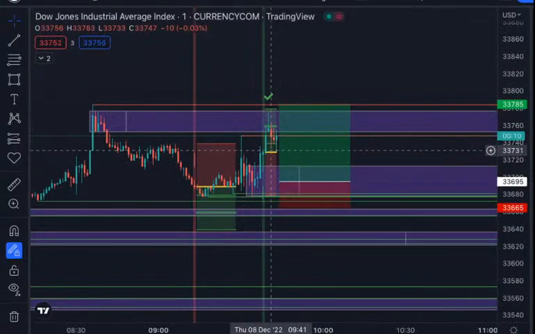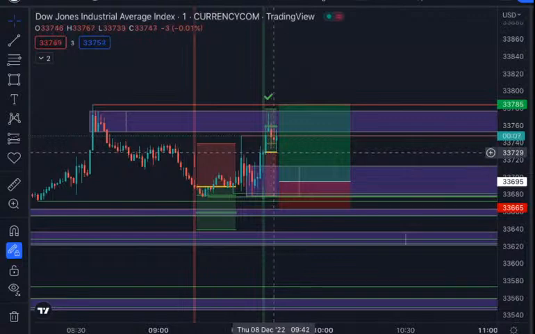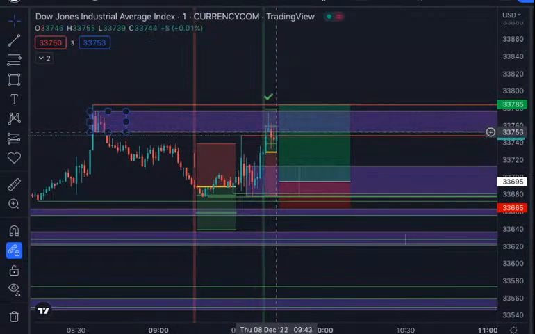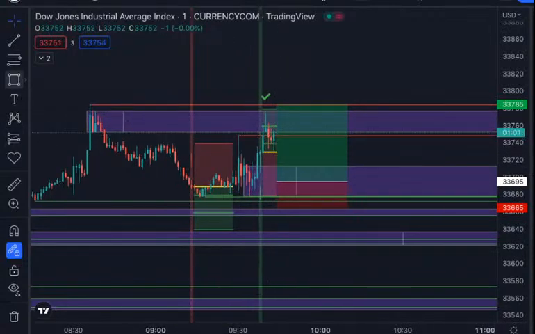But look, what I say, came back down for that re-entry point. But it might find that resistance here, come down again.